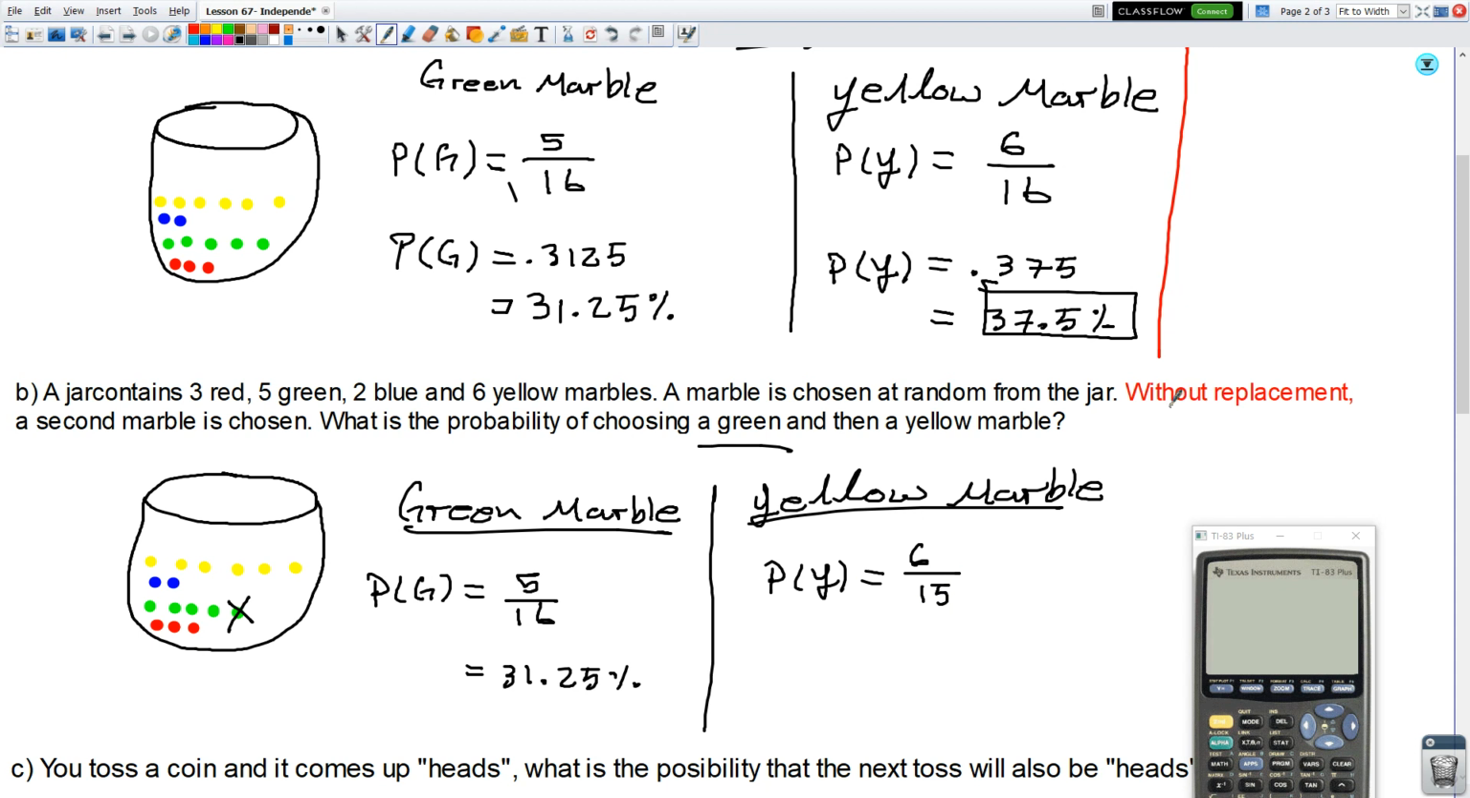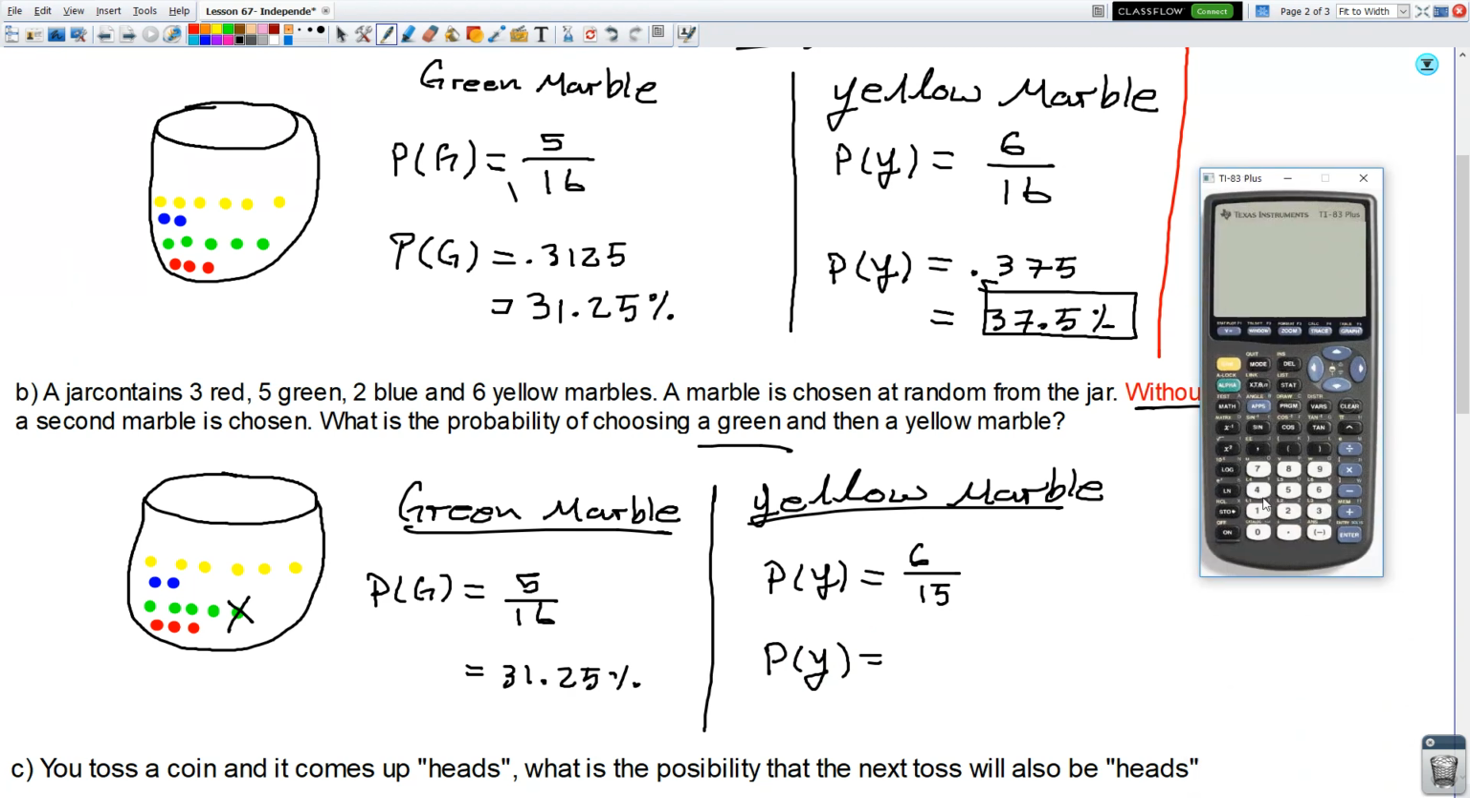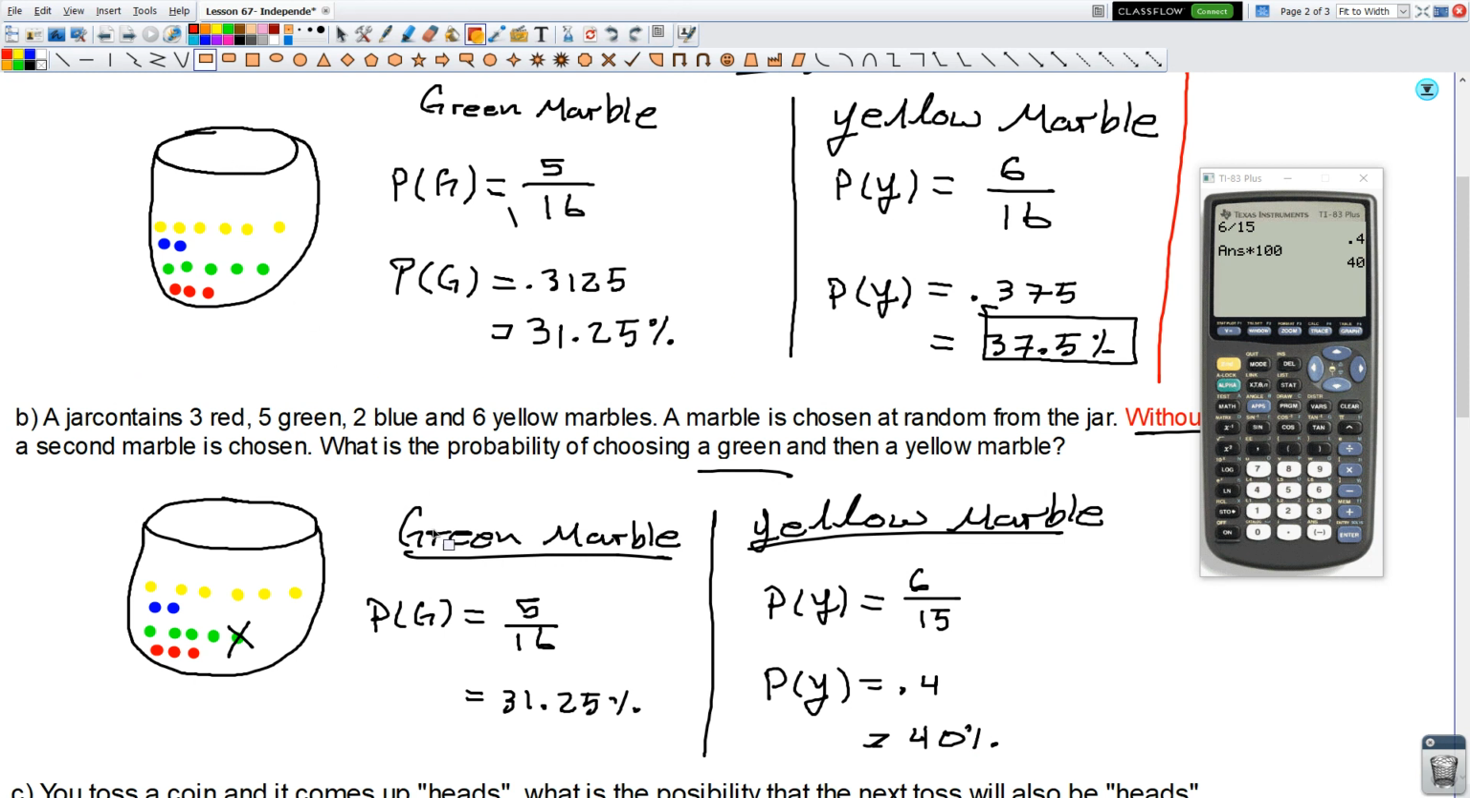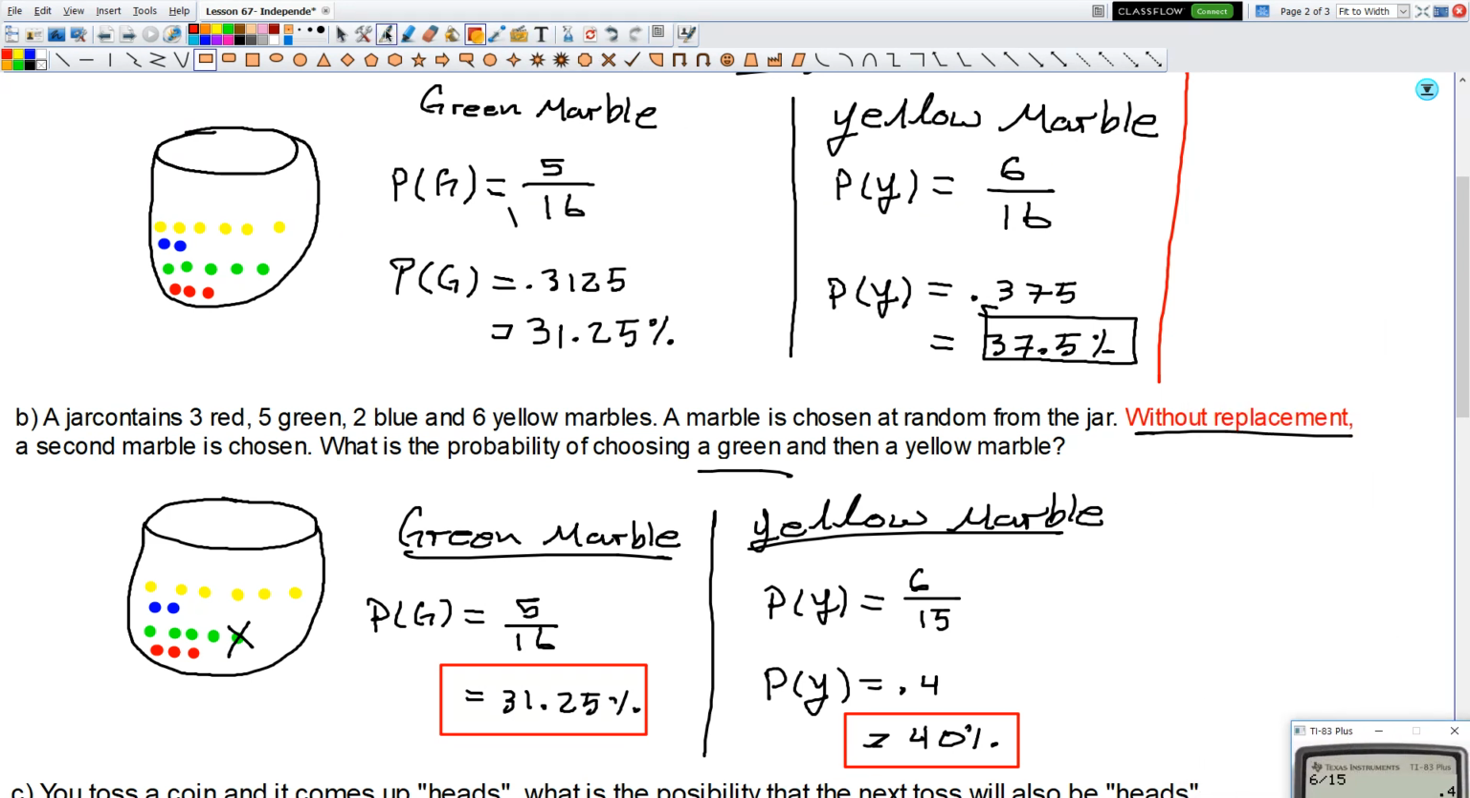So now if we do not replace the marbles, our new probability for Y, which is the yellow marbles, is going to be 6 divided by 15, which is 0.4. And if we want the actual percentage, that's 40%. So let's actually pause here and think about what just happened, because we still need to determine if this is an example of a dependent or independent event.